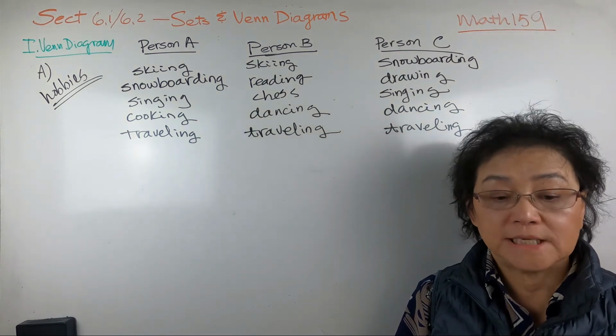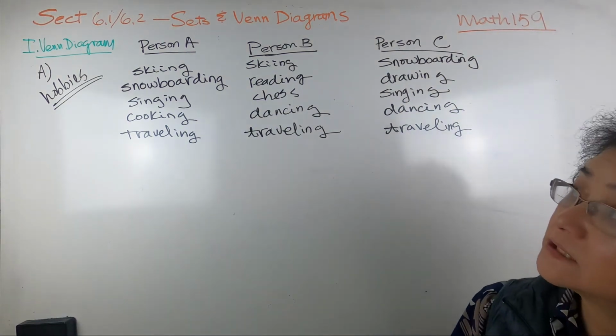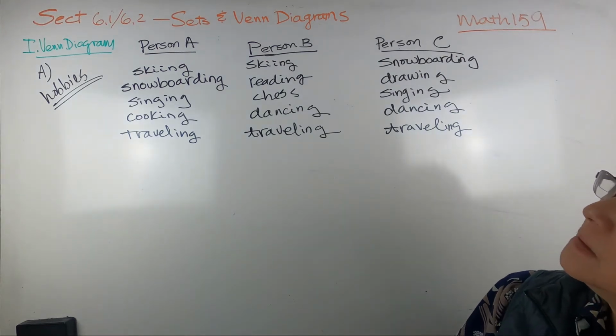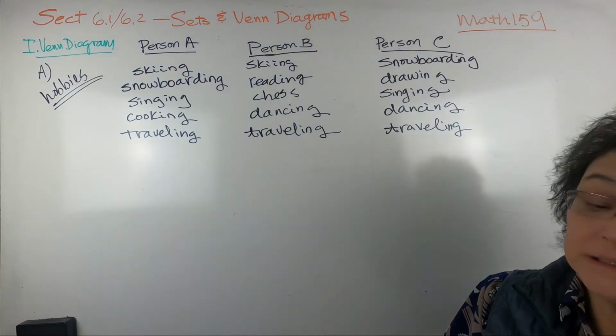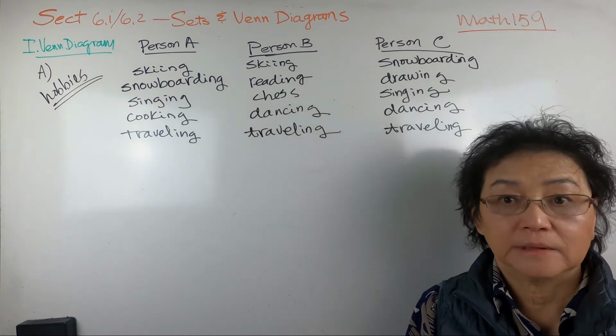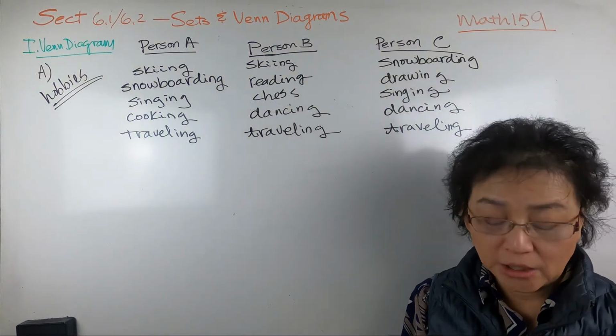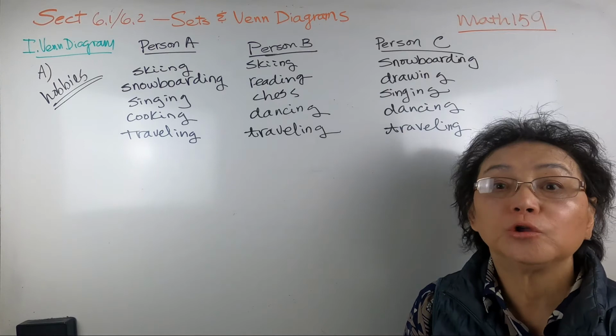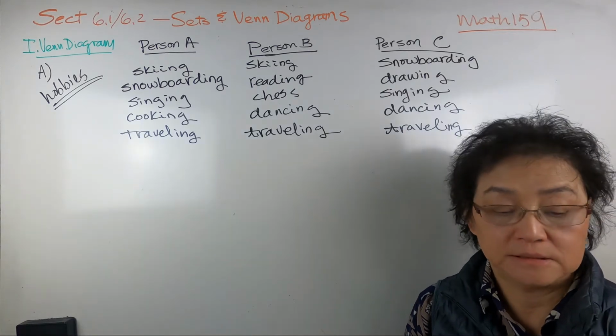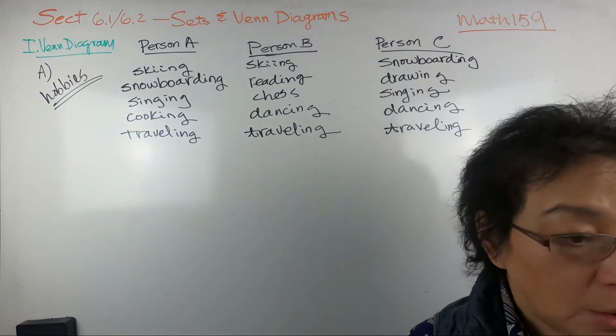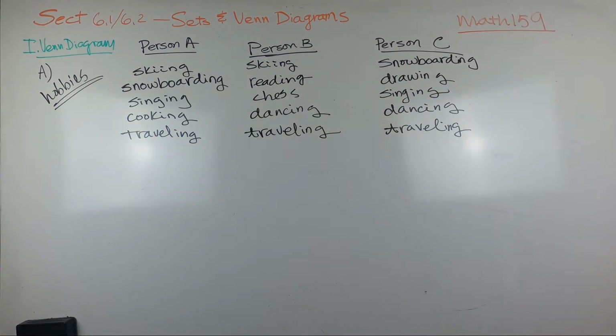We are on sections 6.1 and 6.2, sets and Venn diagrams. Let's see what they are, on your page 48. So let's talk about Venn diagrams first. What are those?